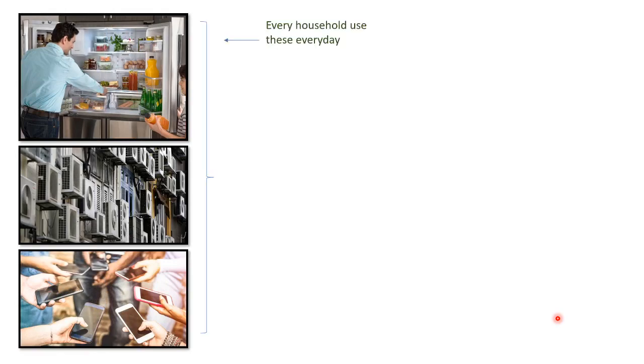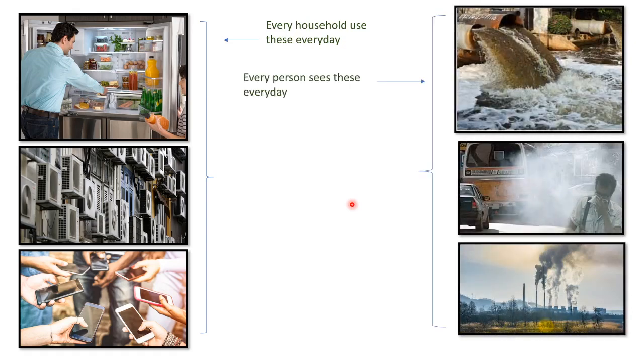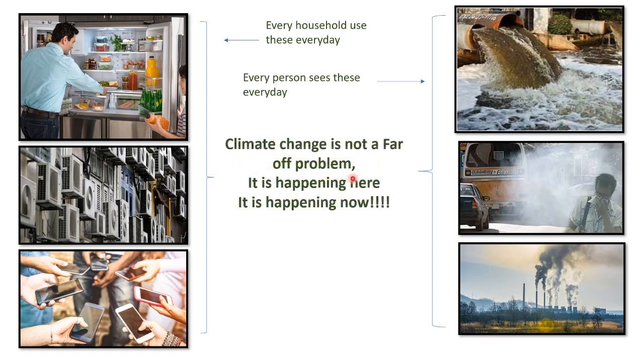Now, every household uses these every day: ACs, fridges, mobiles, laptops, and many more electronic devices. Similarly, every person sees this scene every day: industrial effluent discharge, and air pollution by vehicles and industries. We use it every day, we see this every day, but we are not able to contribute to bring a change in these conditions because we have already become a part of it. But the point to understand is that climate change is not a far-off problem. It is already happening here. It is already happening now.